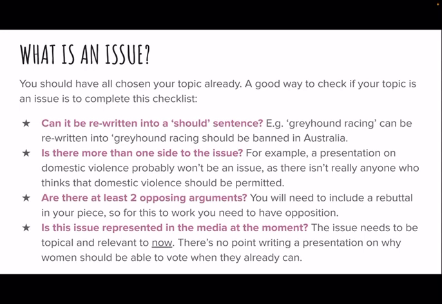Are there at least two opposing arguments? You need to include a rebuttal in your piece. So for this to work, you need to have an opposition. So for example, if you are writing about the issue of whether or not uniforms should be allowed in Australia, your contention might be, well, uniforms should be banned. You need to think about, what are people going to say in opposition to that? So there will be people who say, no, uniforms shouldn't be banned because blah, blah, blah. You need to think of an argument that contradicts that argument that people are going to make about your issue.